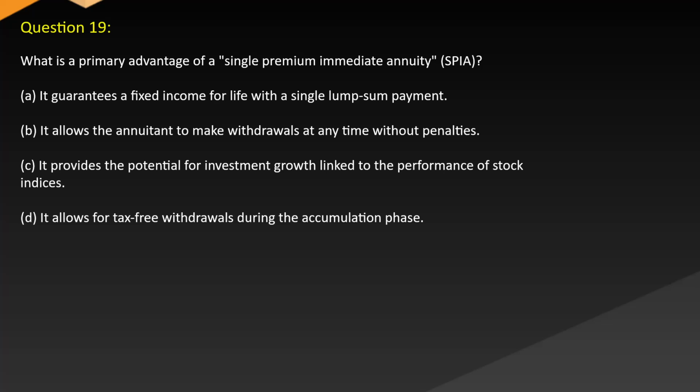Question 19. What is a primary advantage of a single premium immediate annuity, SPIA? A. It guarantees a fixed income for life with a single lump sum payment. B. It allows the annuitant to make withdrawals at any time without penalties. C. It provides the potential for investment growth linked to the performance of stock indices. D. It allows for tax-free withdrawals during the accumulation phase.